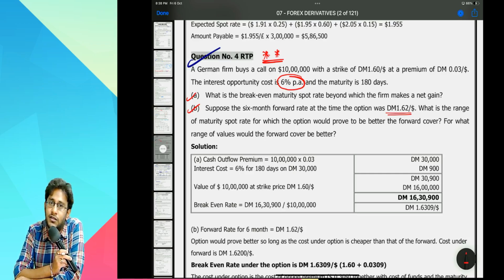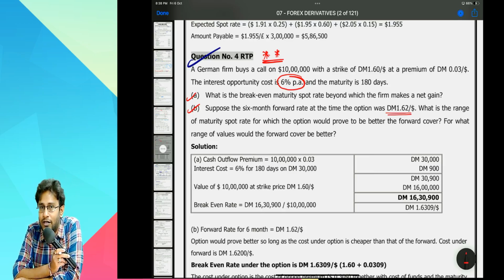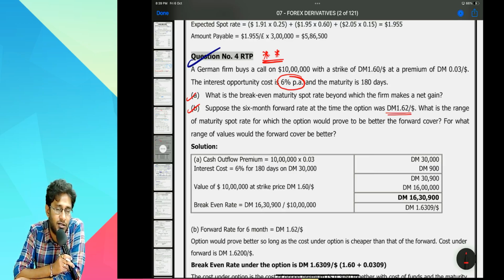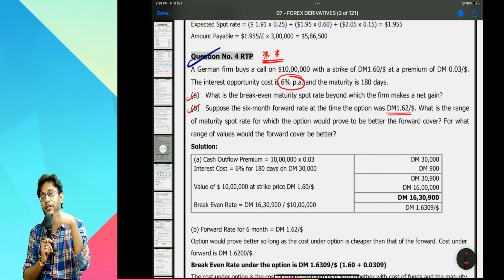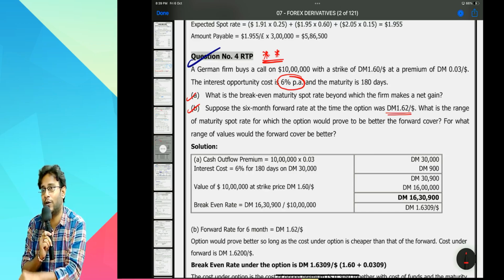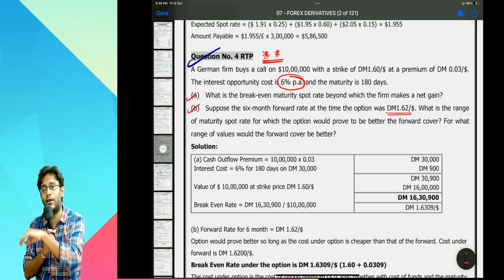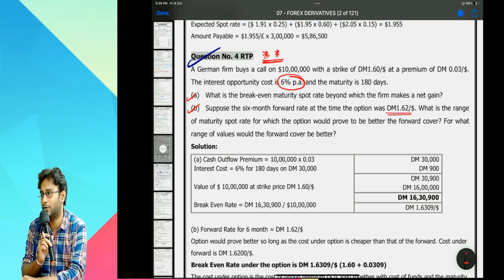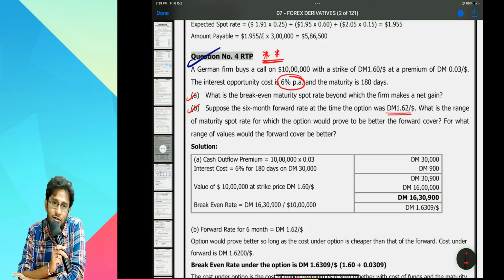The twist in the question is, sir, he is not asking whether forward is better or option hedging is better. That's not the question here. The question is, how much should be the spot rate where option hedging will be better than forward contract hedging, and at what spot rates forward will be better than option hedging? The reverse question, sir. Normally they will give you one spot rate and they'll ask you which is better. This time the spot rate you have to calculate where option hedging is better than forward contract.